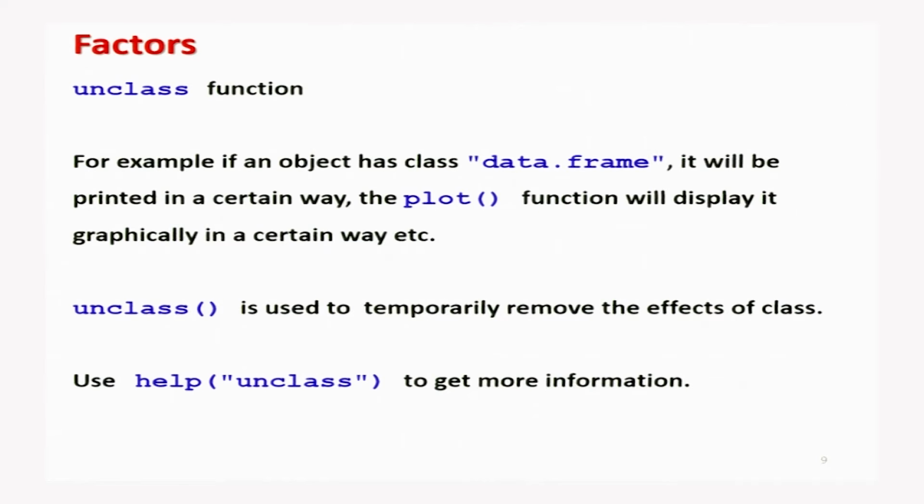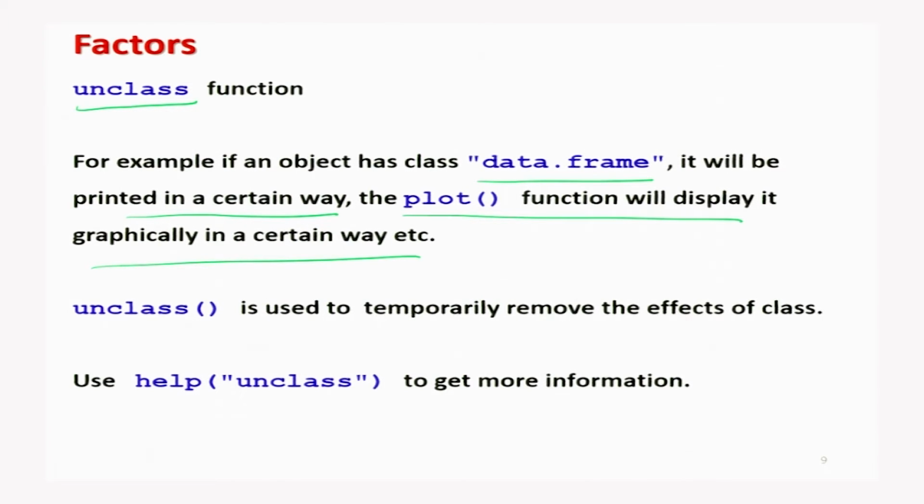After this I try to give you a command and its utility using the factors. So, first we try to understand this command, and this command is unclass. So, this is a function, right, which in simple words is just opposite to the class. When you apply class to something, then unclass will remove the effect of the class temporarily. So, for example, if you have an object like data frame, this data frame is going to be printed in a certain way, and the plot function will display it graphically in a certain way, right. So, what is this data frame? We are going to consider it in forthcoming lectures.